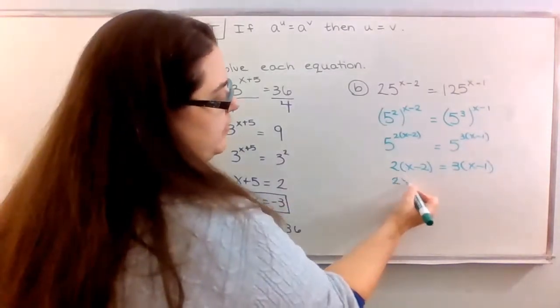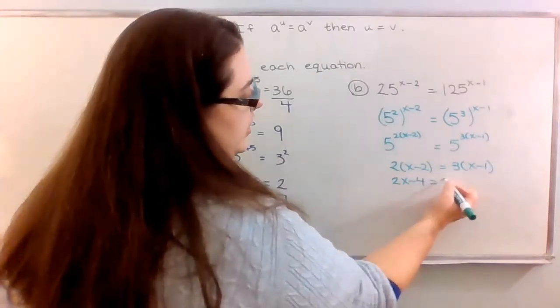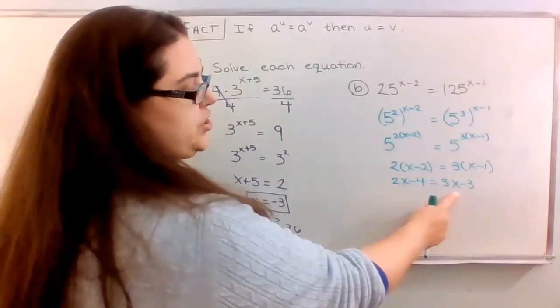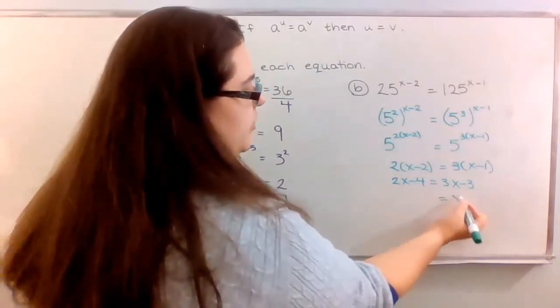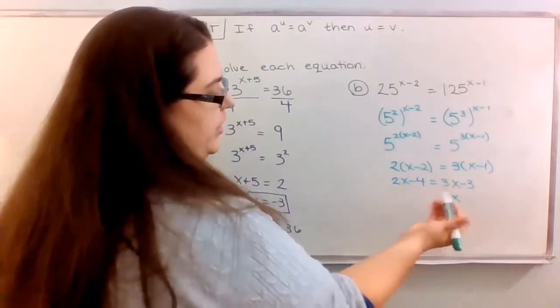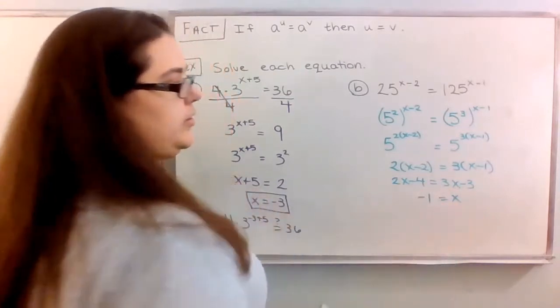So we get 2x minus 4 is 3x minus 3. I'll subtract 2x to bring it to the right, and that will give me just an x. And I'll add 3 to the left and to the right, and that'll give me a negative 1.